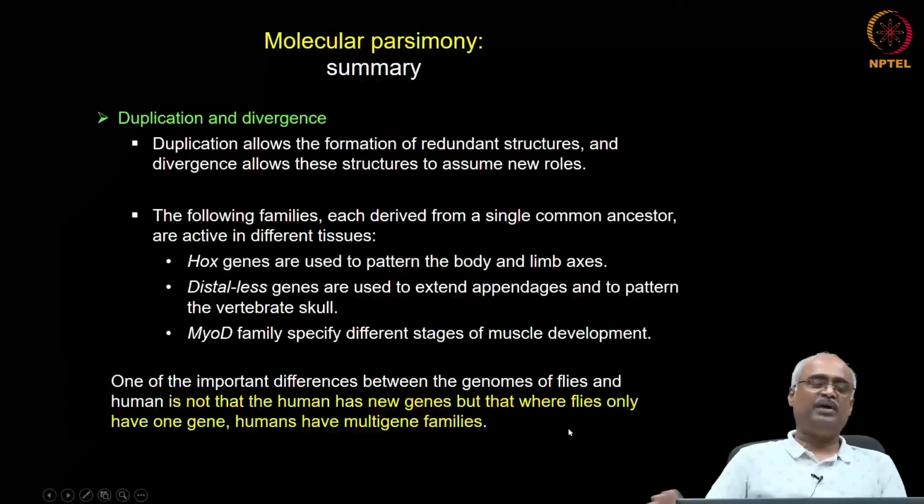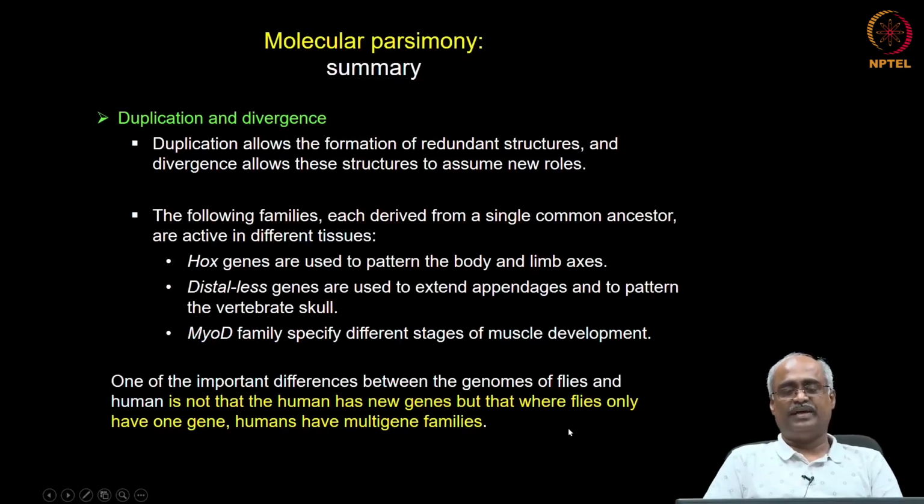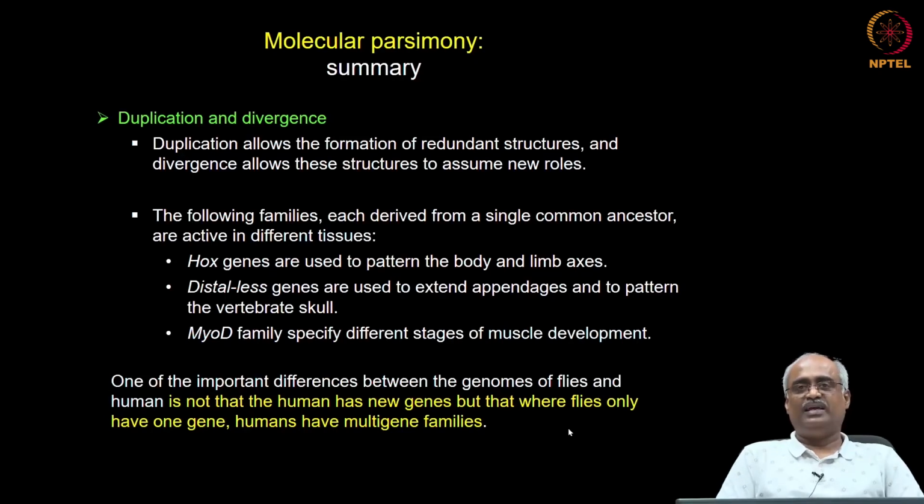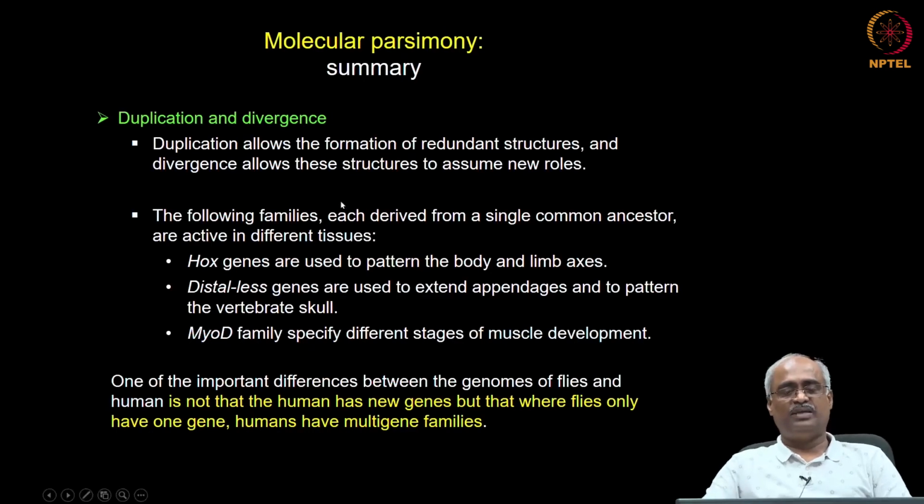So, in summary, what did we learn about this duplication and divergence? These duplications allow redundant structures, like in this case redundant gene sequences, and that allows divergence, okay, because when you have one wild type copy taking care of the required function, then the other copies can be mutated and experimented with. So, therefore, you could have new roles coming up, and that is how these gene families arose. You know, these are just 3 examples.